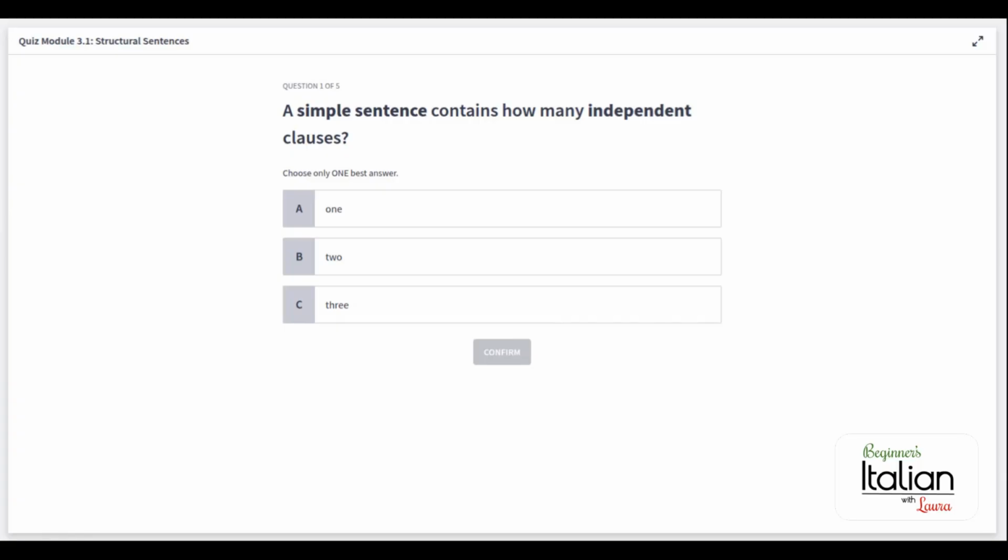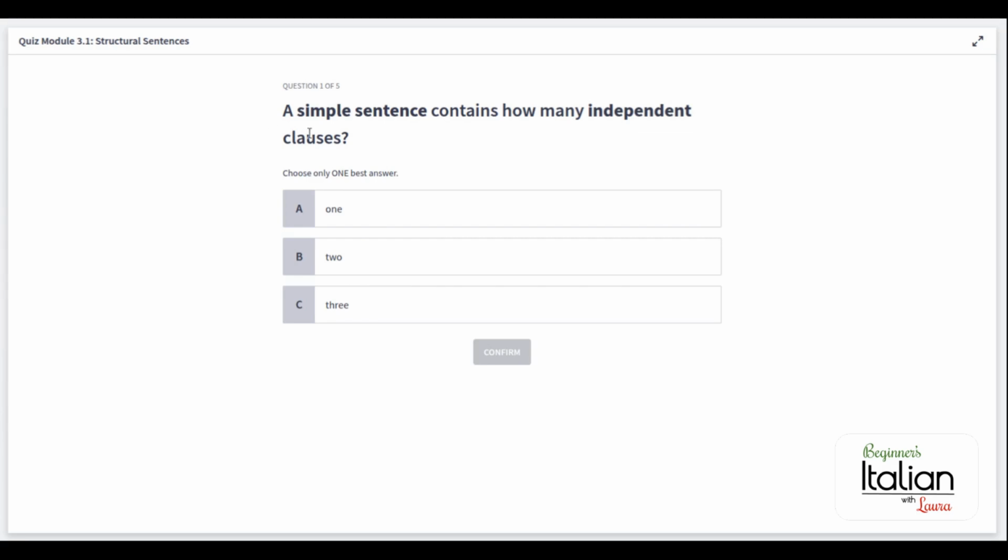Okay, we're on to quiz number 11, which is module 3.1, structural sentences. There's only 5 questions, so I'm going to go ahead and read each question aloud and the possible answers. I'll pause for a moment to let you try and figure out what the right answer is before giving you the correct answer. But if you need more time, just go ahead and pause the video. All right, let's get started.